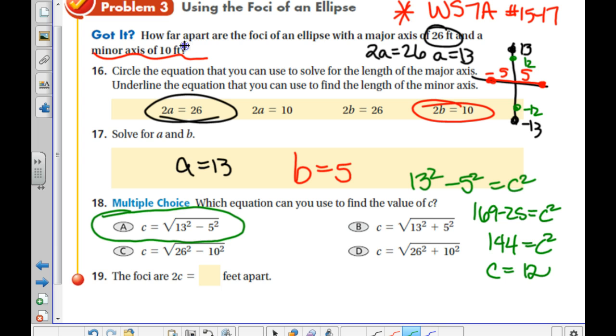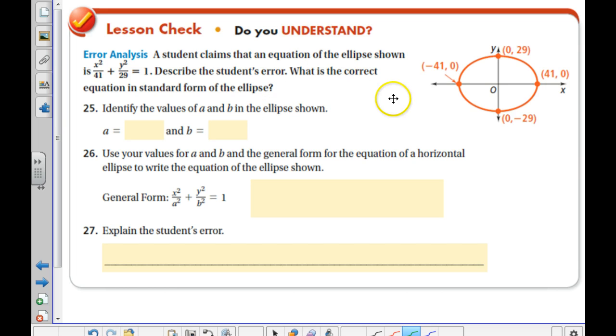Final question was, how far apart are the foci? How many, Carrie? 12 up to that one, 12 down to that one, so a total of 24 feet apart. So when you get to that question and can't remember how to do it, you look back at that example, right?